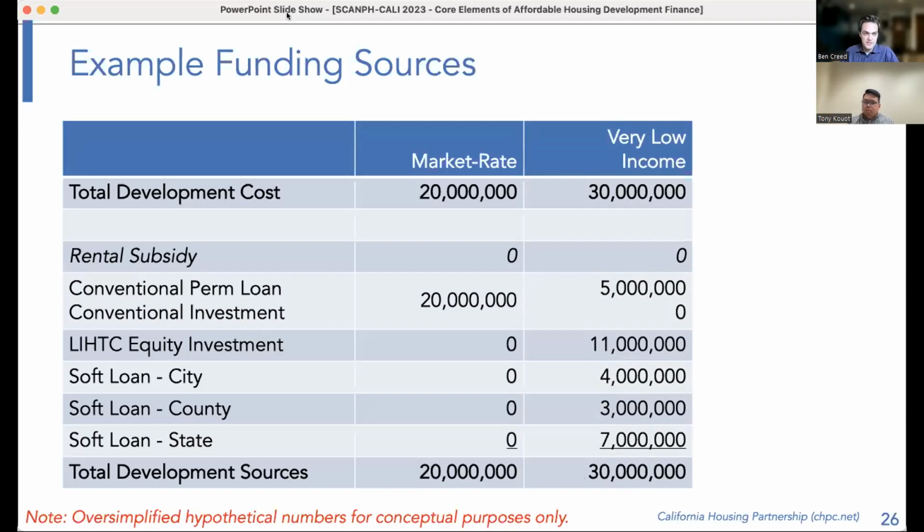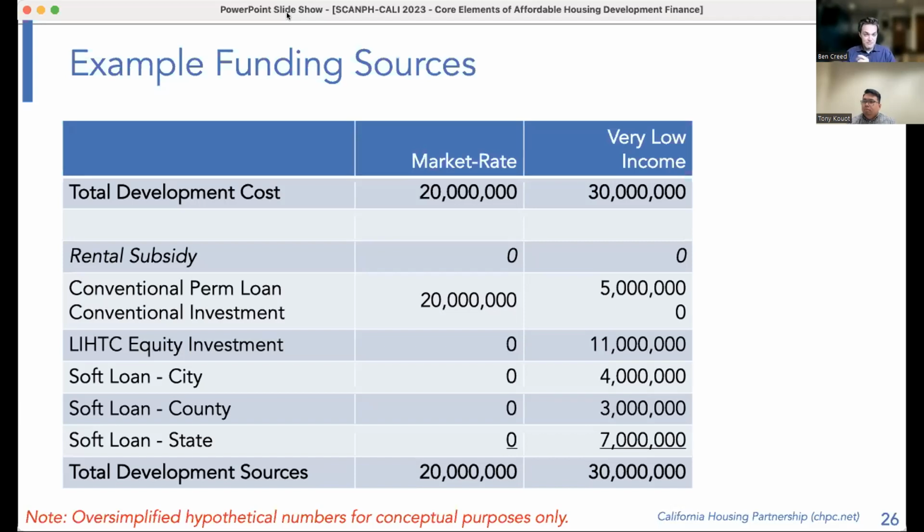And for a $30 million development, depending on the type of tax credit, that might generate $11 million of tax credit equity, an investment from a tax credit investor. And it wouldn't be uncommon for a 50-unit building of this size, I think, to need 4 million from the city and 3 million from the county and 7 million from the state. And voila, there's your $30 million.